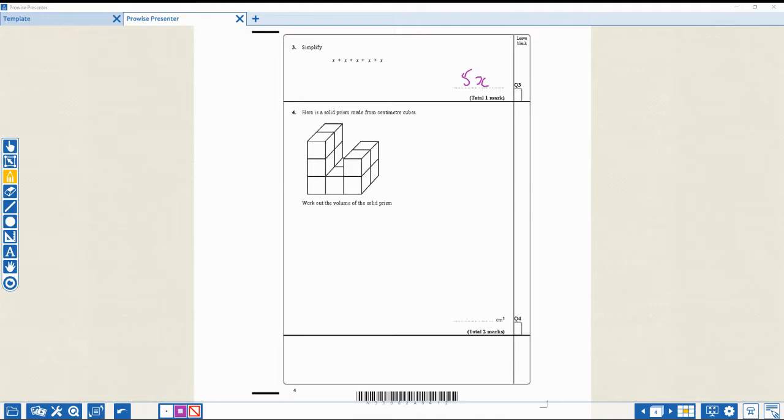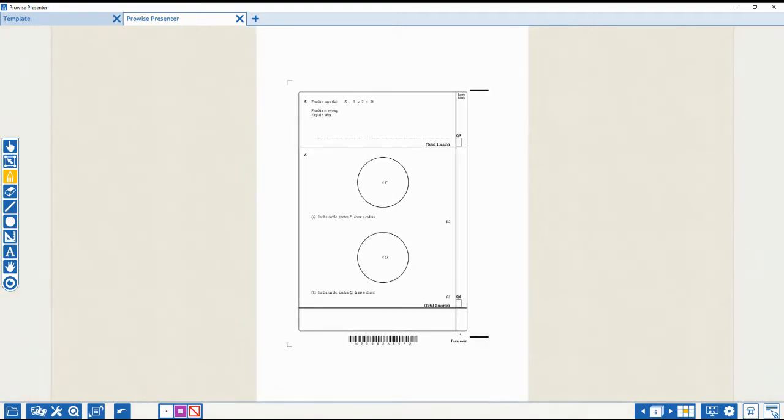And question 4, you've got a solid prism made from centimetre cubes, so all these cubes. So we need to work out the volume of the prism. So how many centimetre cubes are there? Well, there's 1, 2, 3, 4, 5, 6 in the front shape like that. So there'll be another 6 behind it. So there'll be 2 lots of 6. There's 12 centimetre cubes all together. Moving on to question number 5.